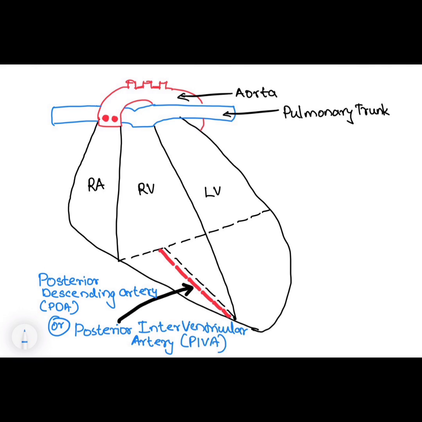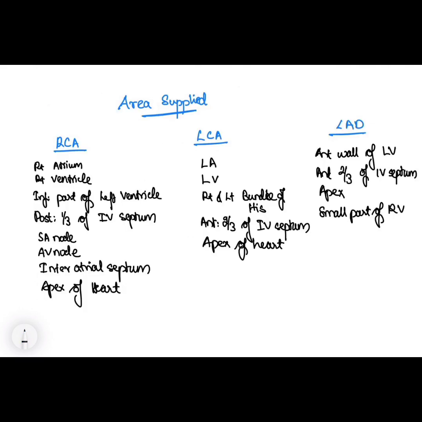It runs inferiorly in the posterior interventricular sulcus between the right and left ventricles on the diaphragmatic surface of the heart. It gives off interventricular septal perforators and occasionally small branches to the posterior left and right ventricles. The area supplied is the posterior 1/3 of the interventricular septum. The right coronary artery supplies the right atrium, right ventricle, inferior part of left ventricle, posterior 1/3 of the interventricular septum, SA node, AV node and AV bundle, and the interatrial septum partially.